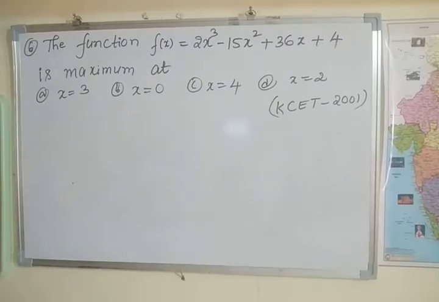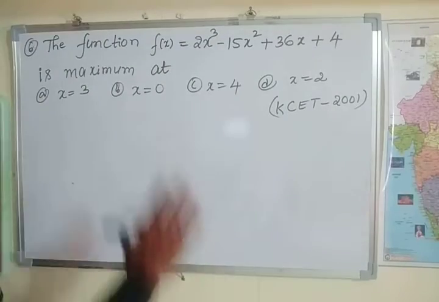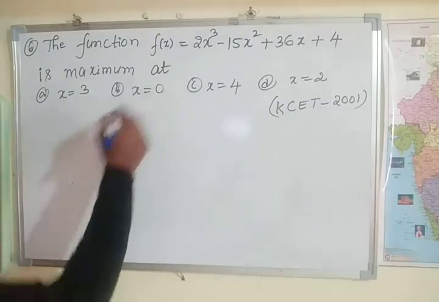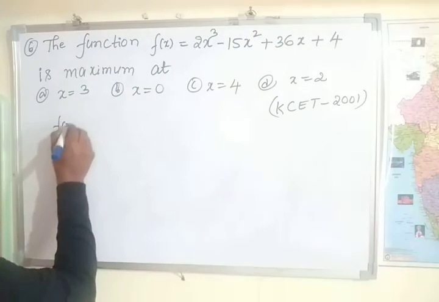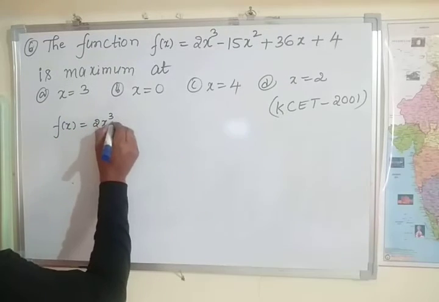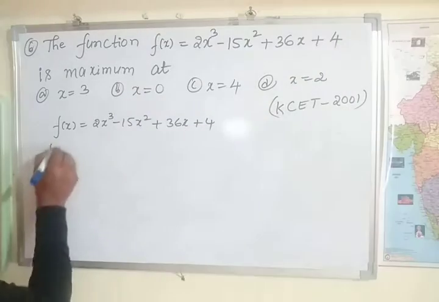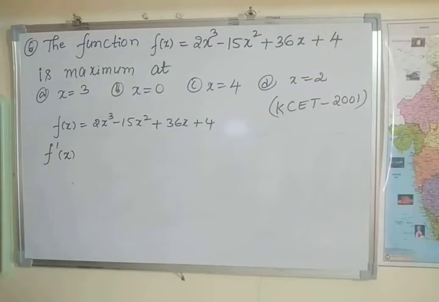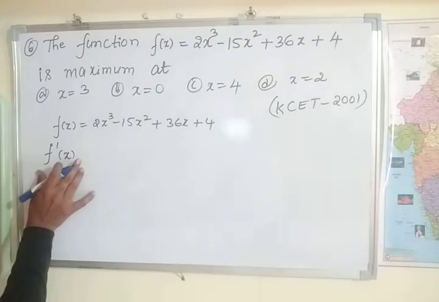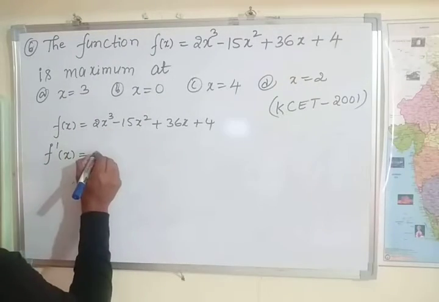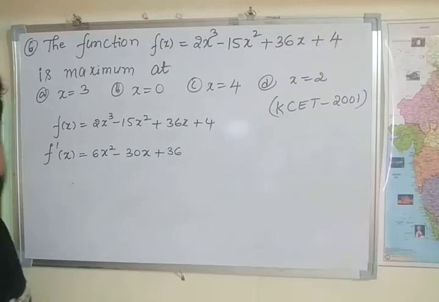So next important result: the function f of x equals 2x cube minus 15x square plus 36x plus 4 is maximum at x is 3, 0, 4, 2. Here also we consider the same procedure. Now differentiate with respect to x on both sides. The procedure is the same. Find the derivative, or dy by dx. Here we have the function f of x, that's why we consider f dash of x. The derivative of this is 6x square minus 30x plus 36, the constant term is 0.